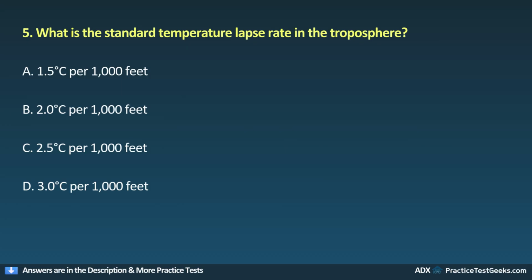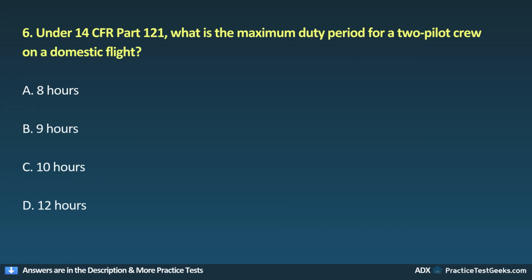A. 1.5 degrees per 1,000 feet. B. 2 degrees per 1,000 feet. C. 2.5 degrees per 1,000 feet. D. 3.0 degrees per 1,000 feet. 6. Under 14 CFR Part 121, what is the maximum duty period for a 2-pilot crew on a domestic flight?